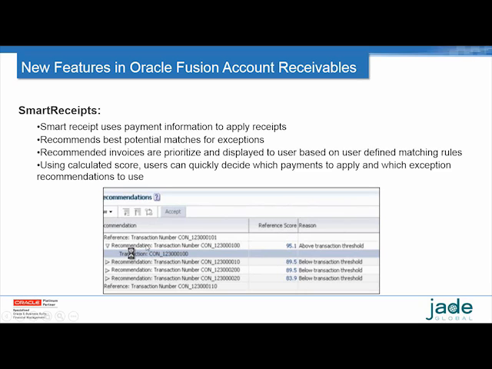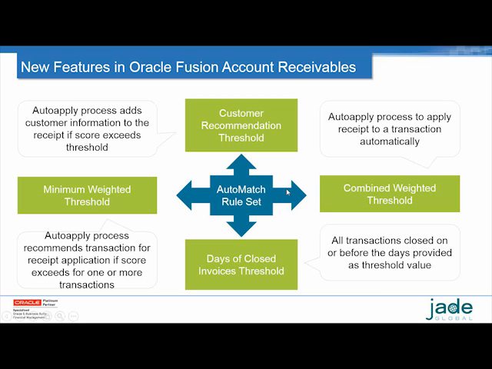Based on the configuration you set up, all the open invoices are listed and prioritized with a calculated score here. Now let's take a look at the configuration of these details with an example. As I said, you need to enable auto match rule set, and auto match rule set has four major components: customer recommendation threshold, minimum weighted threshold, combined weighted threshold, and the days closed invoice threshold.